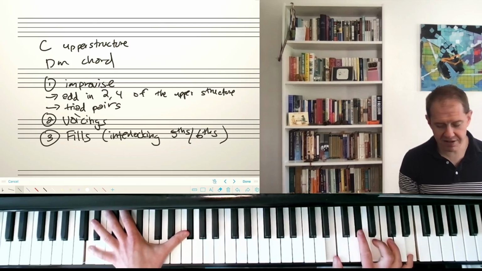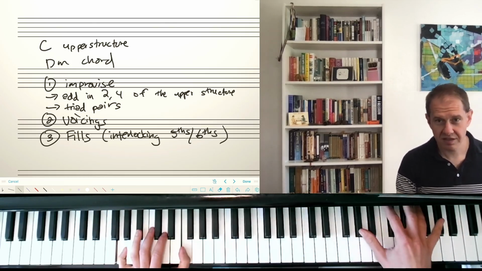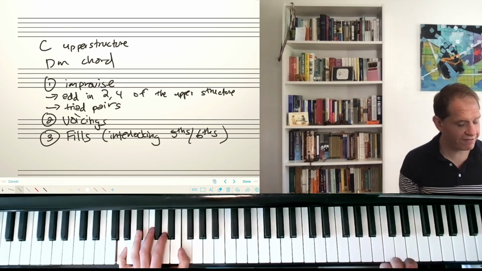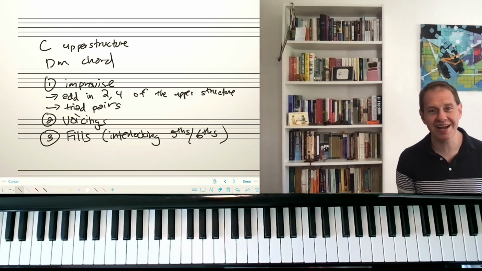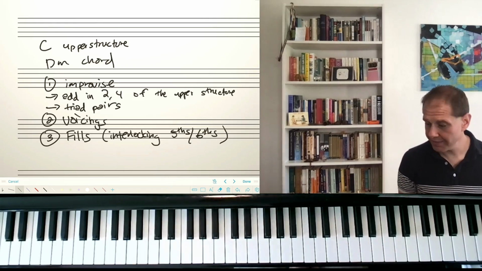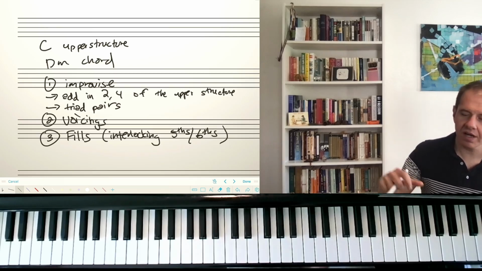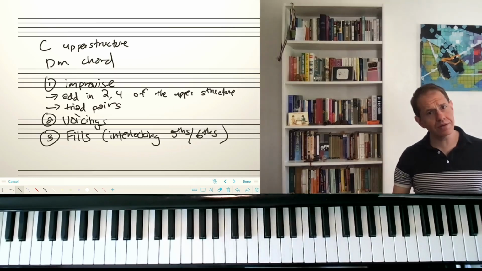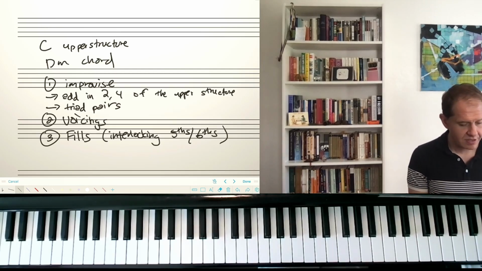For D7, I'm using an E major triad. For G, I'm using a D flat major triad. So that's, again, hopefully, somewhat interesting. You can use them for fills, and even if it's not necessarily that, you could just do arpeggios.